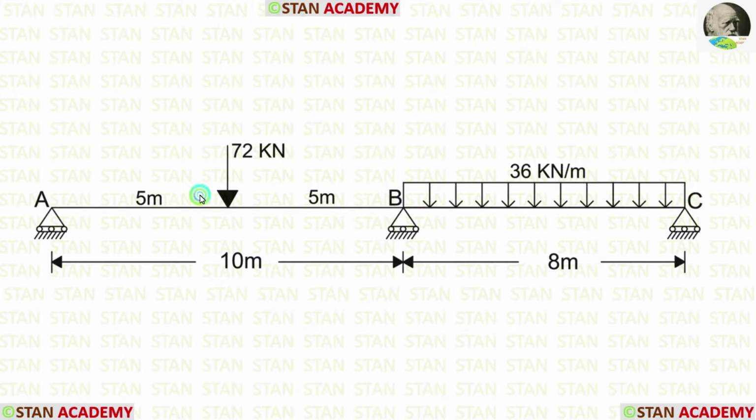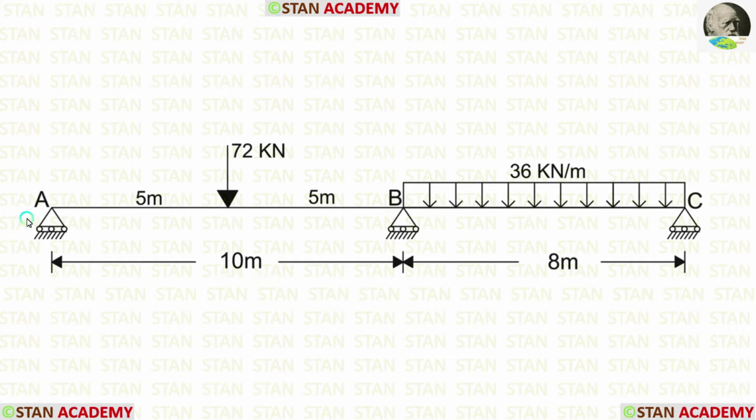In the span AB, we are having a point load acting on the center. In the span BC, we are having uniformly distributed load acting for the full span. Span AB is 10 meter long, span BC is 8 meter long.